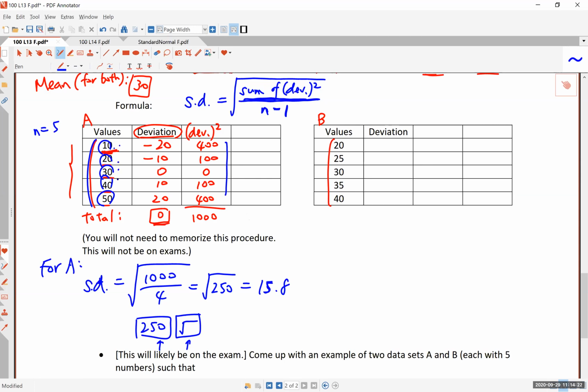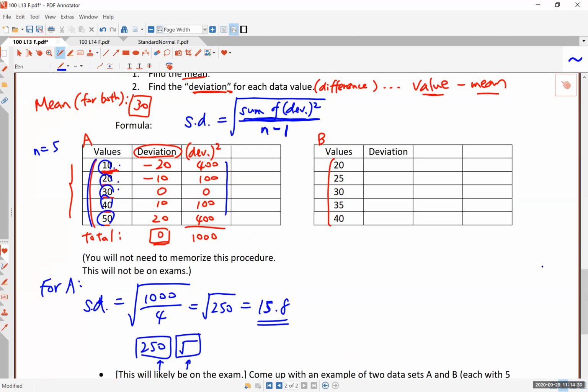And the average difference between the mean and these values is about 15.8. So 15.8 tells you the spread, the average spread, a measure of the variation of this data set A. Okay, so let's go to data set B.